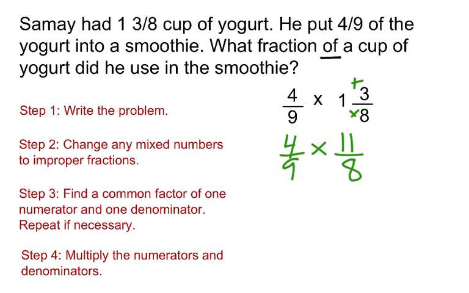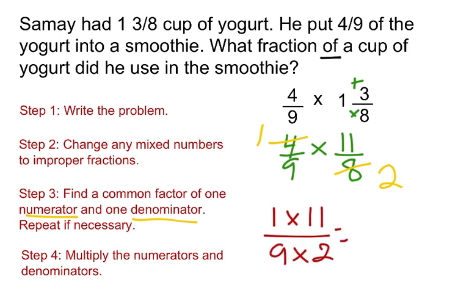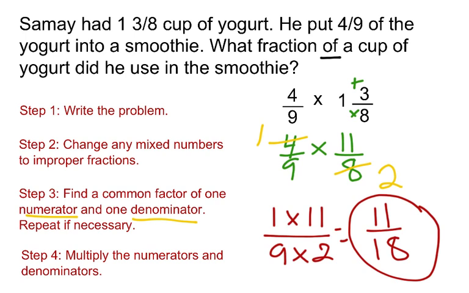And then again, find any common factors between the numerator and the denominator. I can see that I do have a common factor again of 4. So that gives us 4 divided by 4, which is 1, and 8 divided by 4, which is 2. And between 9 and 11, I don't have any. So now I can just multiply 1 times 11 over 9 times 2, which gives me 11/18. Now I have this in simplest form. So he used 11/18 of a cup of yogurt.